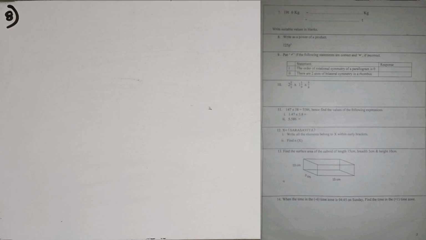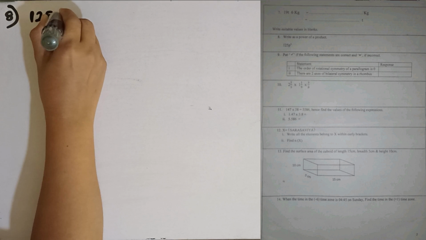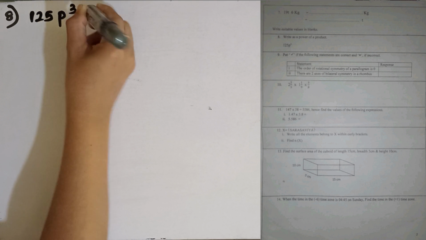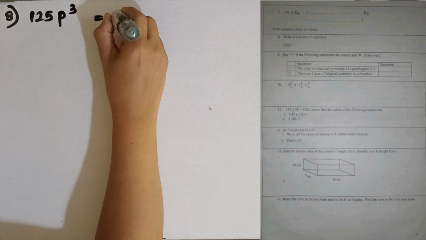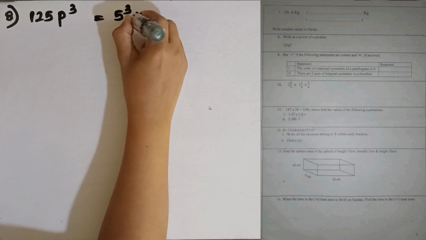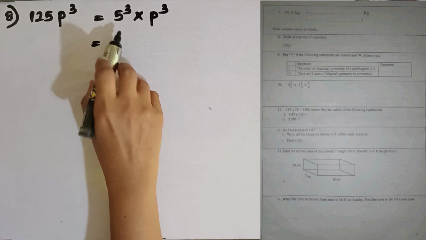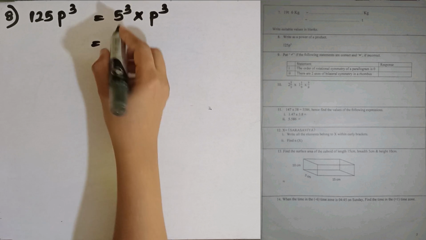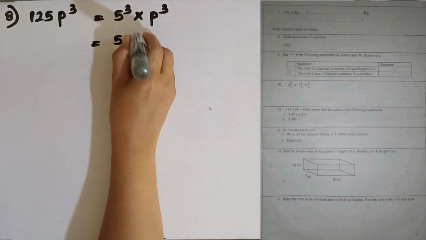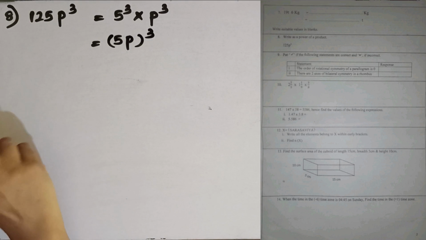Question number 8. Write as a power of a product. 125 p to the power 3. 125 can be written as 5 to the power 3. Then 5 to the power 3 multiplied by p to the power 3. We have to write this as a power of a product. So we can take this power out. Then 5p to the power 3. We can write this as this one.